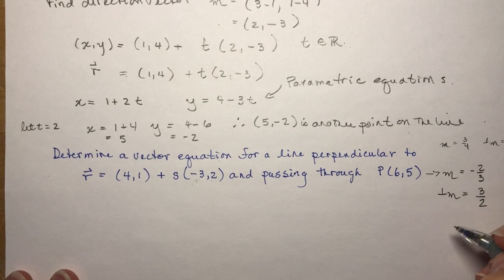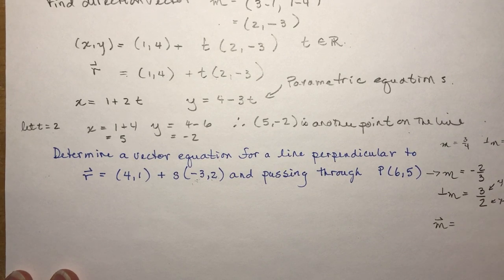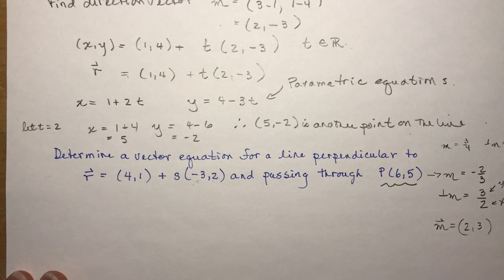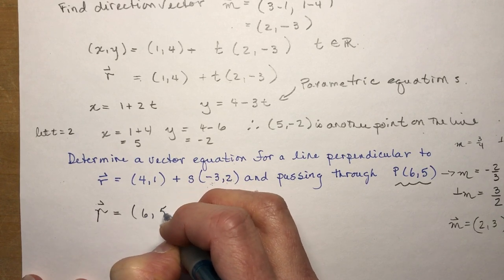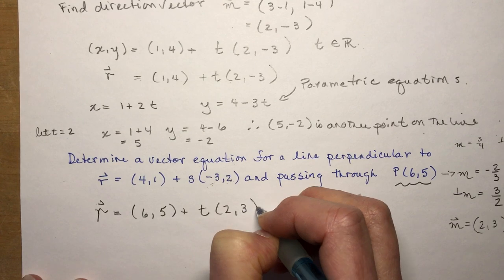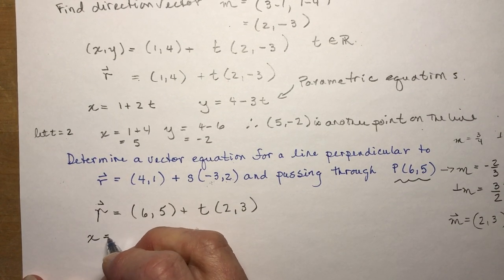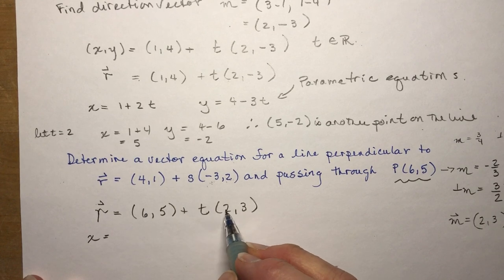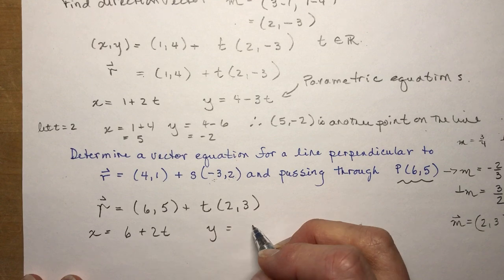So that means the direction vector is going to be, now remember that this is y and this is x. That's probably the most common mistake. People just say, oh, (3, 2) is the direction vector. No, it's going to be (2, 3). So now I have my direction vector, and I want to use this point. So my vector equation r is going to be (6, 5) plus t times (2, 3). Now, get used to writing out the parametric equations. So x is going to be 6 plus 2t, and y is going to be 5 plus 3t.